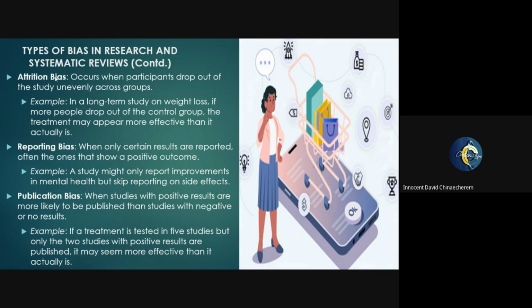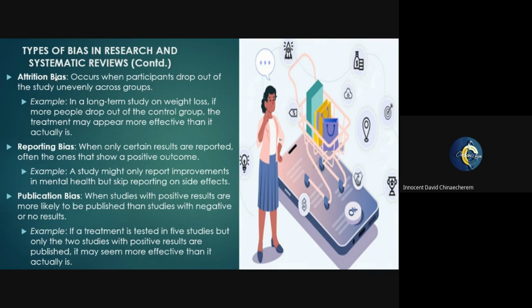So the point now is, what is the need for the comparison? That is already bias. So reporting bias too is another one that is largely common among so many of us who are researchers, where we only report the parts that we're interested in, and we're not interested in the other part. So it's largely common. For example, a study might only report improvements in mental health, but it will not talk about the side effects.